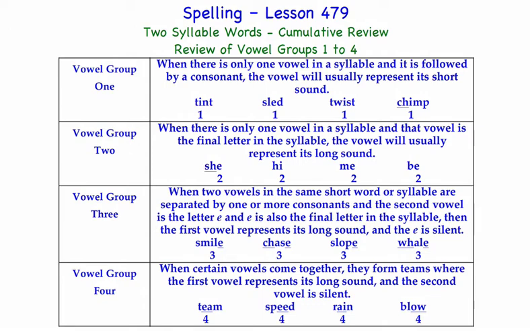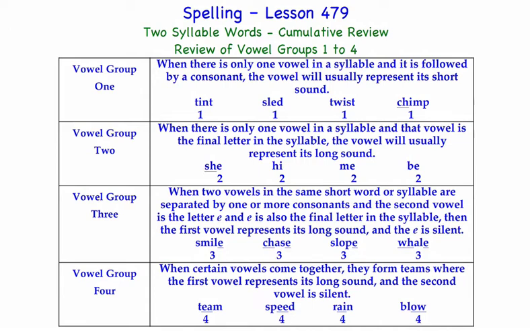Before we begin the dictation, let's review the 8 vowel groups that we have learned, starting with the first 4 vowel groups. Vowel group 1 says that if you have one vowel followed by a consonant in a syllable, that vowel will represent its short sound. Vowel group 2 says if you have one vowel in a syllable and that vowel comes at the end of the syllable, that vowel will represent its long sound.